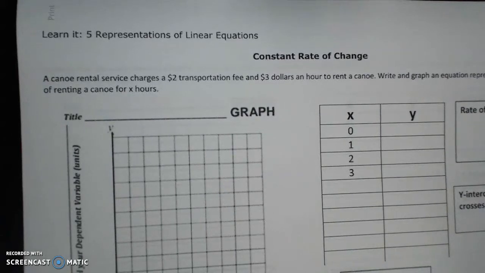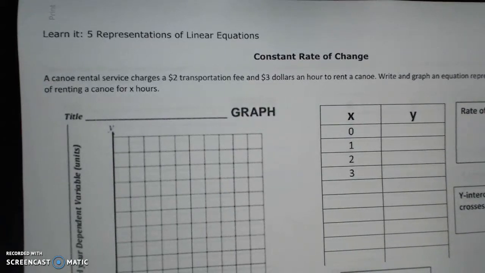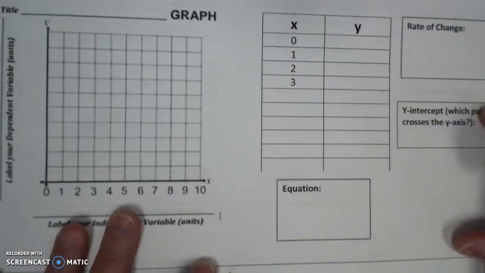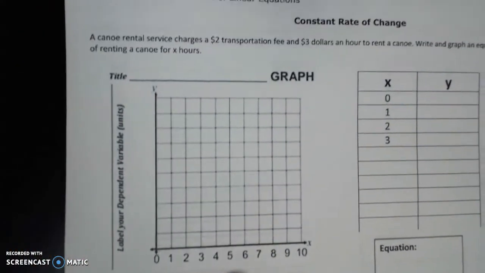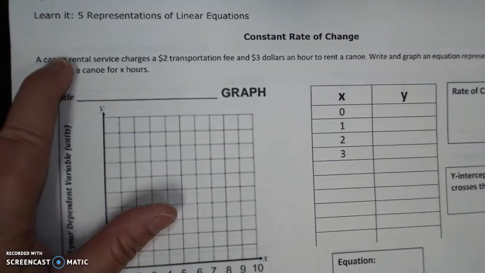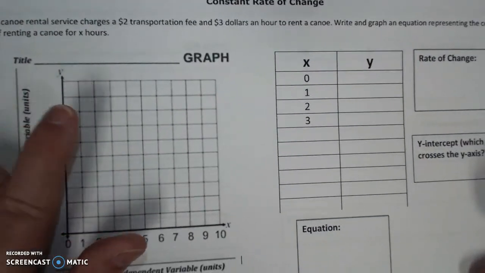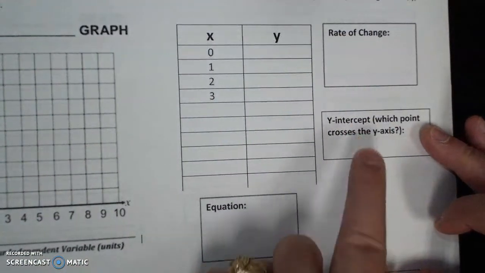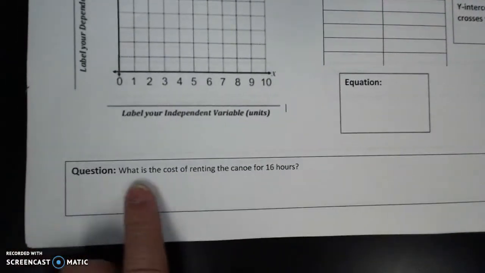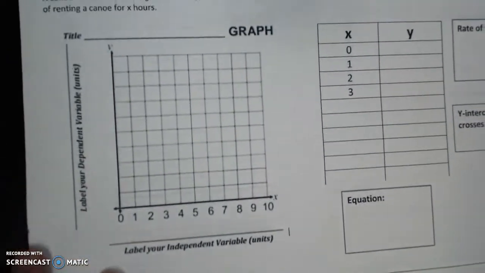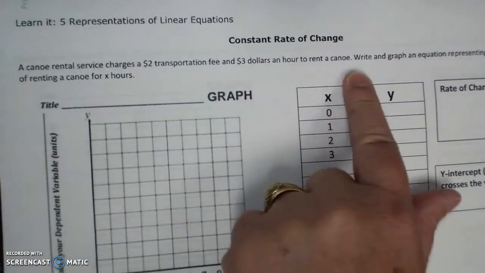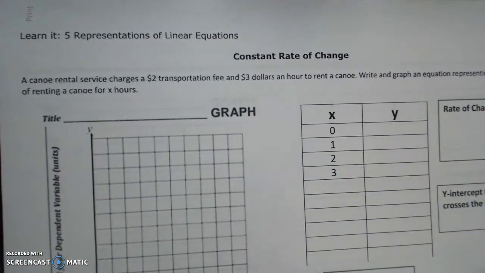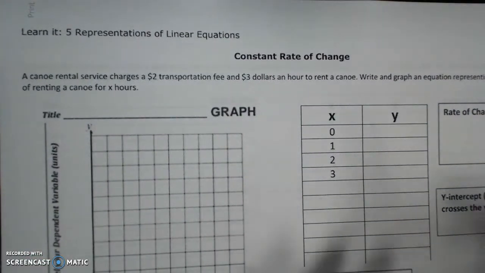Good morning. This is representing 5 representations of linear functions. It's an entire page for one problem, which means you have a situation you're going to be able to graph, create a table, create a rate of change, a y-intercept, and an equation, and then do some calculations. This all relates to the one problem. Then there's a second part, and I'll pause the video and do a second video on the second part.